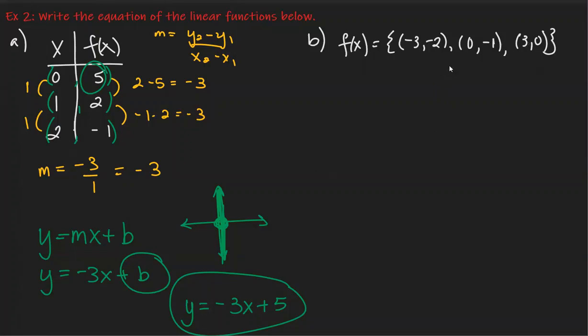Here we have ordered pairs, so it might be helpful to actually use our slope formula to find the slope. So m, I have 3 points here, 3 ordered pairs. I can just pick whichever 2 I want. I'm going to pick this first one, x1, y1, and this second one, x2, y2. So then for my slope, y2 minus y1, that's -1 minus -2 over 0 minus -3.